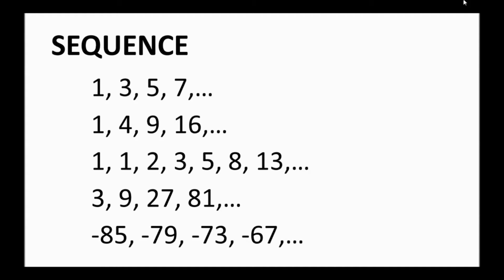And the last is minus 85, minus 79, minus 73. If you observe, we have added 6 to each term to get the next consecutive term. So adding 6 to one term, we get the next one. Minus 85 plus 6 is minus 79, minus 79 plus 6 is minus 73, plus 6 is minus 67. So friends, a set of given numbers which follow a set of rules is defined as a sequence.